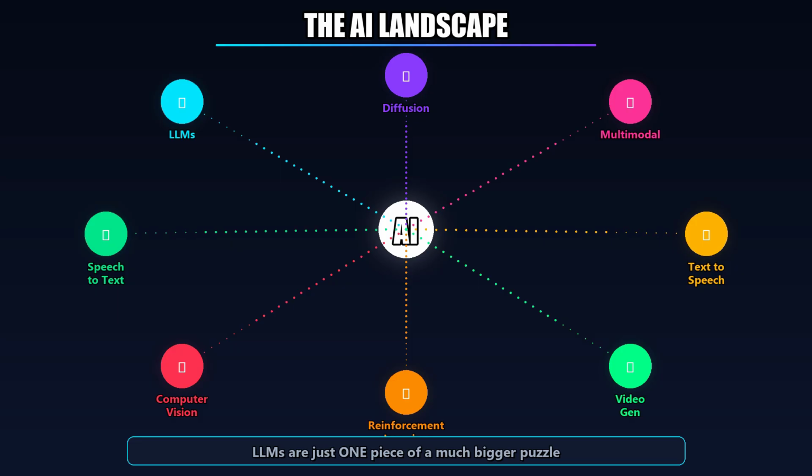Okay, let's zoom all the way out. You've got transformers as the foundation, LLMs for text, diffusion models for images, multimodal models bridging everything together, speech to text and text to speech for audio, computer vision for understanding the visual world, reinforcement learning for decision-making and robotics, video generation combining all of the above.